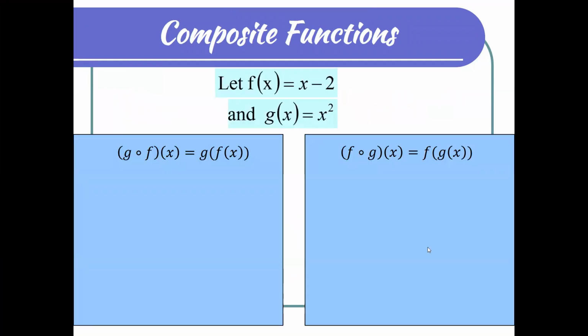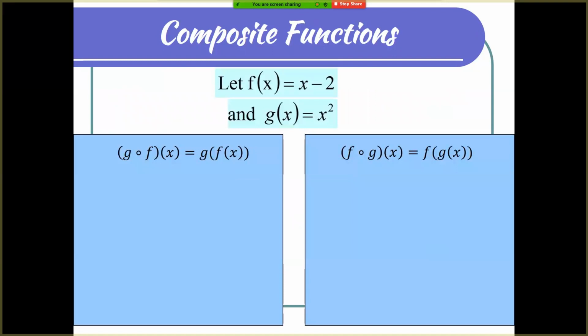Let's practice. So here we're given f of x equals x minus 2 and g of x equals x squared. We're asked to find g of f of x. So remember, f is closest to x, so it's the innermost function. That means we're taking this f of x and we're substituting it into g. So I'm taking this right here and substituting it in right here for x.